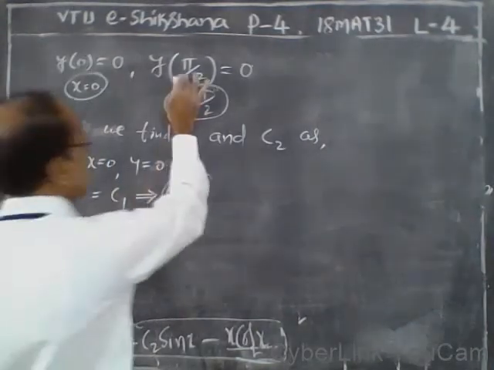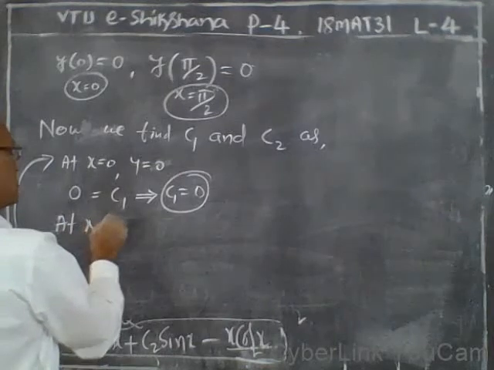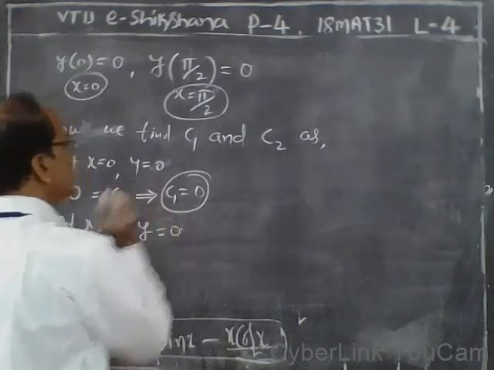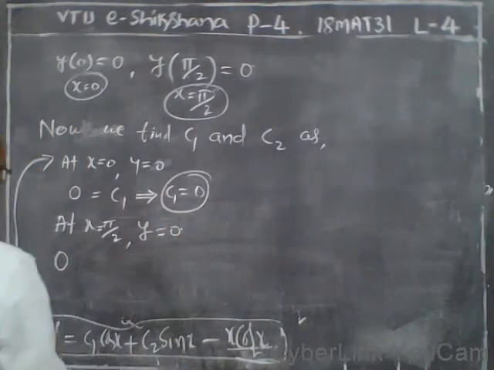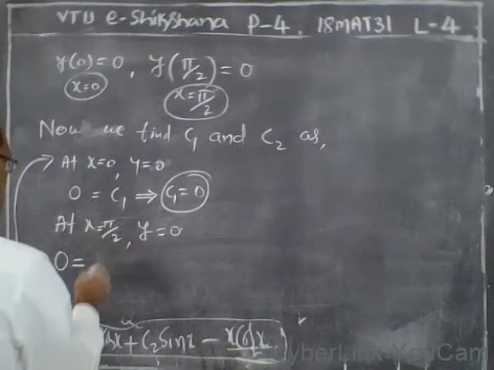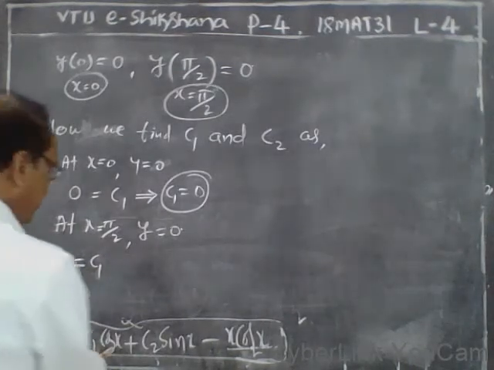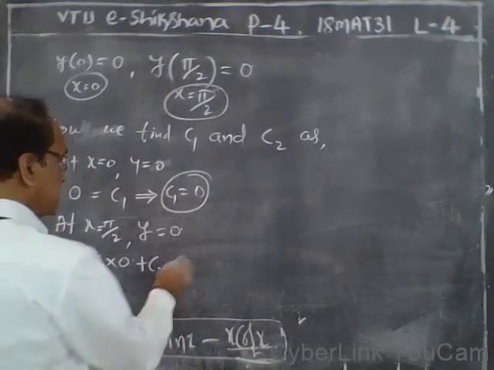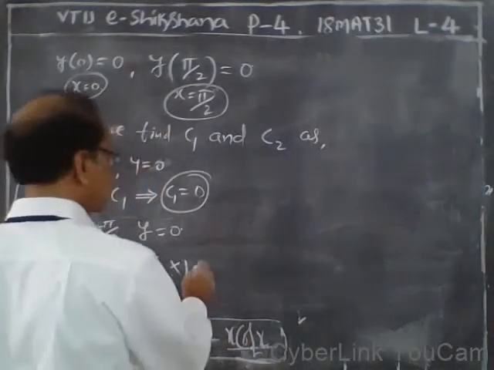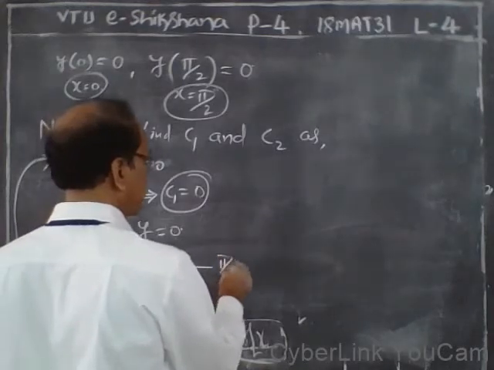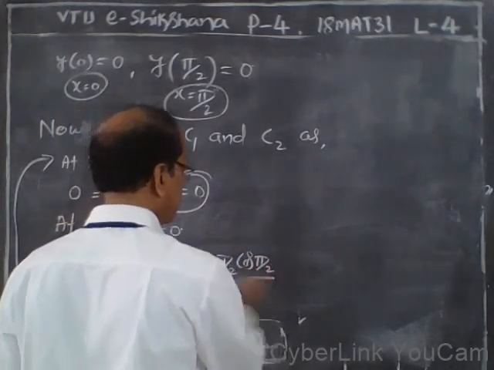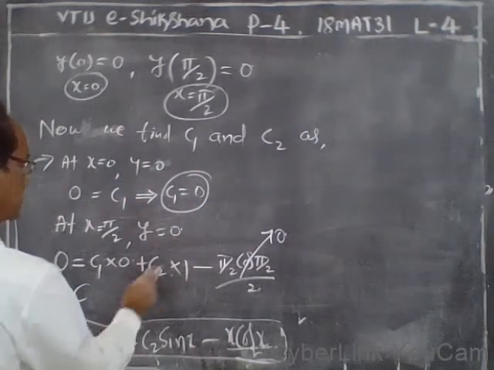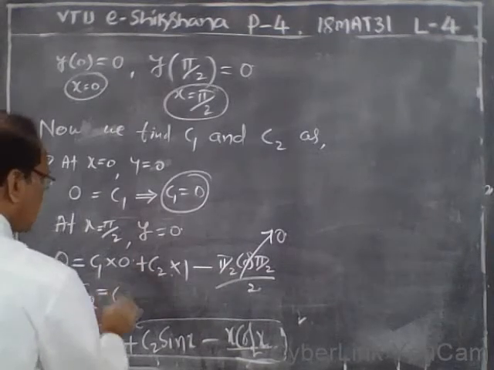Now for the second initial condition, at x equal to pi by 2, y is equal to 0. Left side is 0, equal to c1 cos 90, which is 0, plus c2 sin 90, which is 1, and minus of pi by 2 into cos of pi by 2 divided by 2, and cos 90 is 0 again. Here we calculate c2 into 1. That is, c2 is also 0.